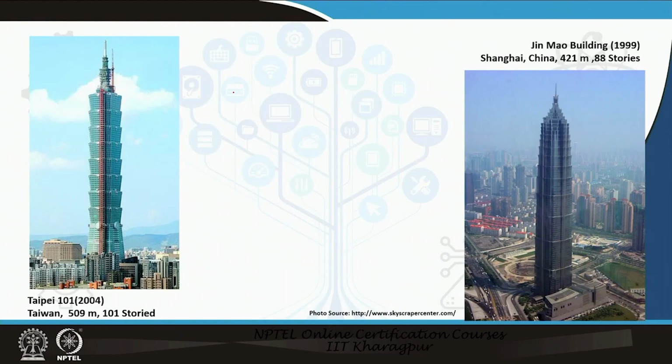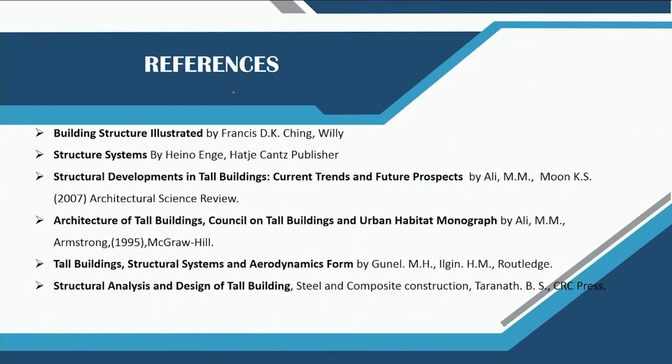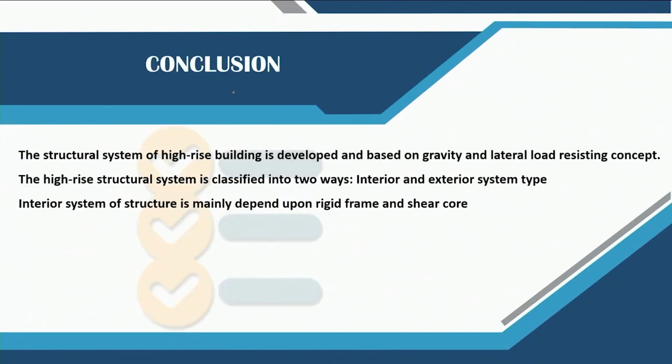Two very interesting and important buildings in the history of tall buildings, the Jinmao Tower in Shanghai and the Taipei 101 in Taiwan, are based on this particular outrigger system. Those are the references. And this is the conclusion: a high-rise building is classified into two ways, interior and exterior, and the interior system is mainly because of the rigid frames and the shear core. Thank you very much.